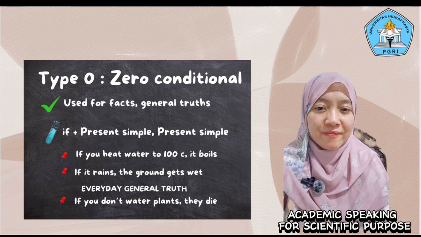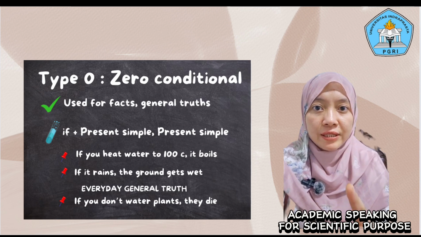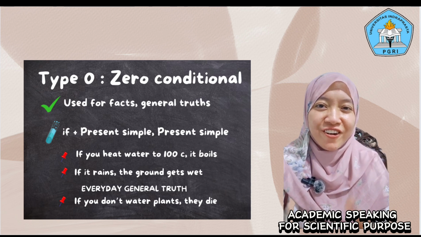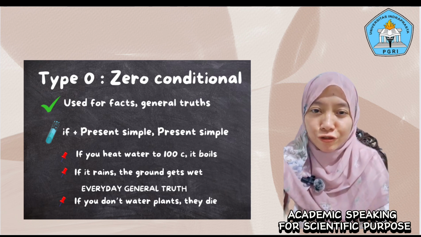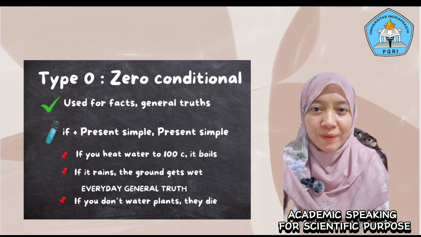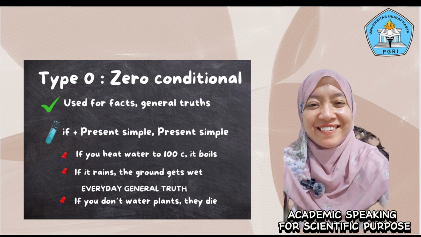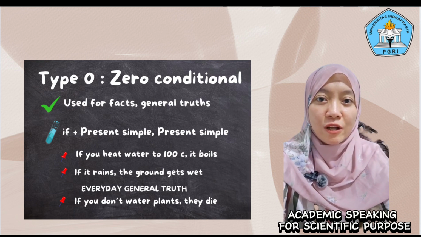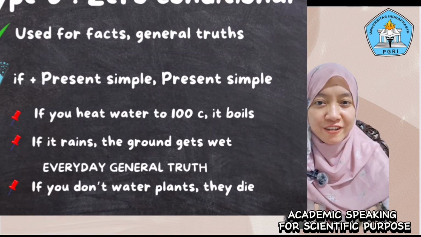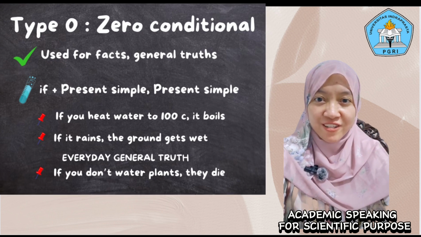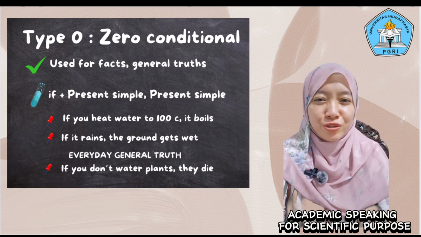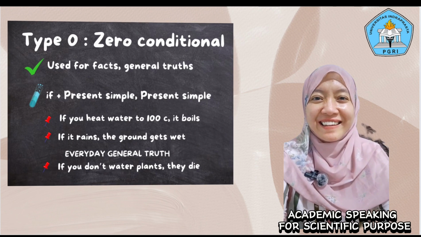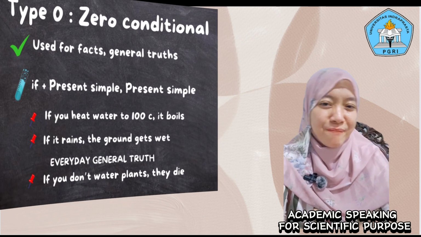Here's another one. If it rains, the ground gets wet. Simple, right? We can also use it for everyday general truth. If you don't water plants, they die. So, anytime you're talking about something that always happens under a certain condition, zero conditional is your go-to structure. Easy so far? Great! Let's look at the next type after this.